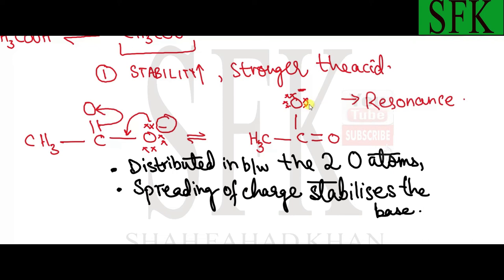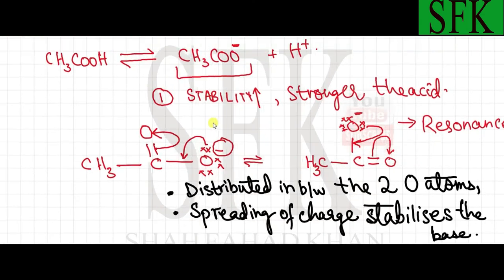Then again, this oxygen can donate its electrons back to the carbon-oxygen bond, and again these electrons are transferred back to the previous oxygen atom. So basically the negative charge does not stay at one position, but rather keeps on shifting from one oxygen to the other. This spreads the charge, and the spreading of charge stabilizes the base, and the more stable the base, the stronger the acid.